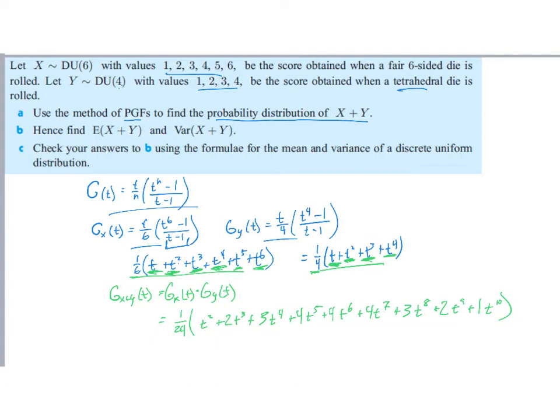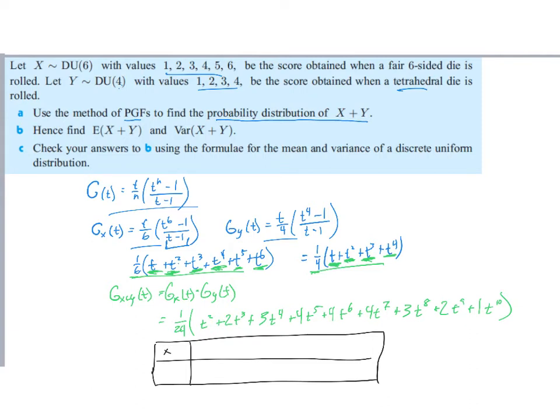Now, hopefully you'll recognize this as being a PGF that's coming from the possibility of x plus y being anything from 2 to 10. So we could actually create our table now, right? And say, well, my random variable is x plus y. And what values can it have? Well, it can be 2, 3, 4, 5, 6, 7, 8, 9, or 10, right? And we can do that by looking just at the 2 sets of dice. I could get anything from 2 all the way up to 6 plus 4, which is 10.